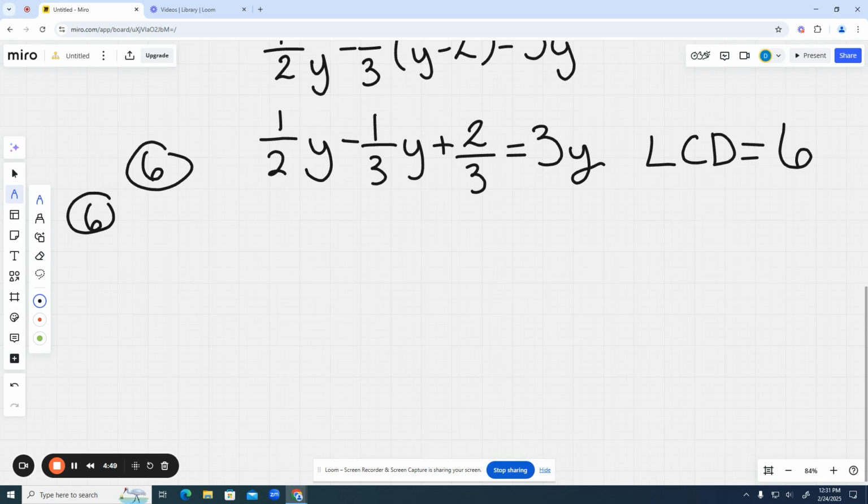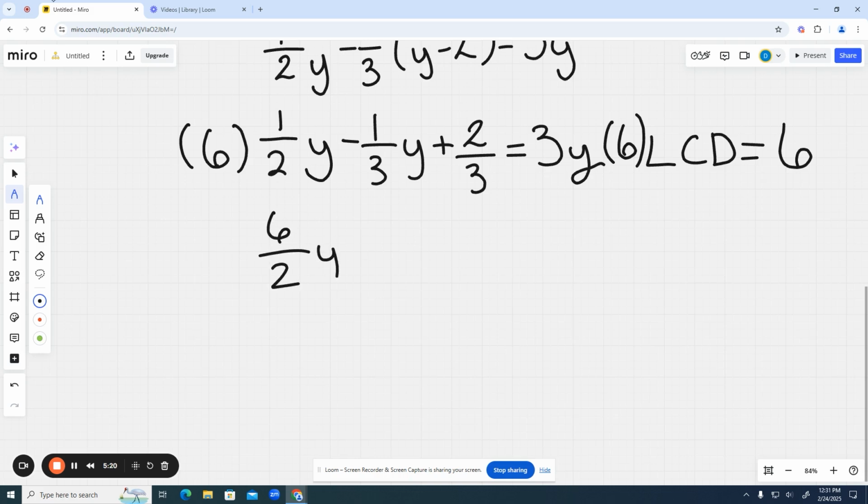Alrighty. So now that we have our least common denominator, what we do is we multiply the whole entire thing, both left and right, by this least common denominator. I'm going to write it in parentheses so I don't get everything confused. Every single term gets multiplied by 6. So if we do 6 times 1/2, we're basically just doing 6 times 1, keeping the 2 at the bottom the same. We're going to get 6 over 2 y, and then we'll simplify this after we do all this multiplying.